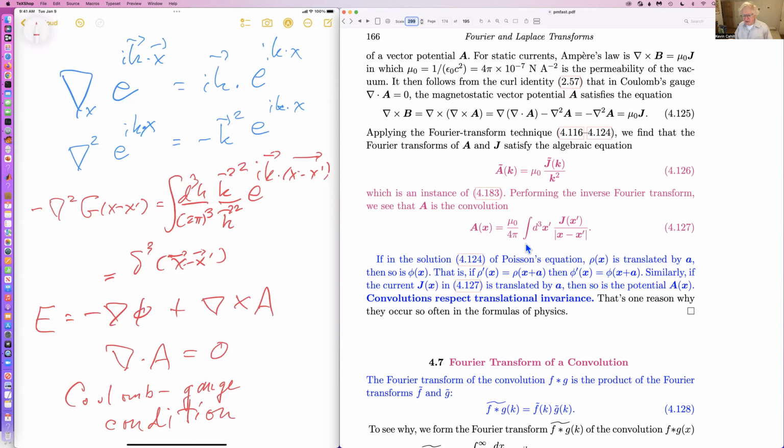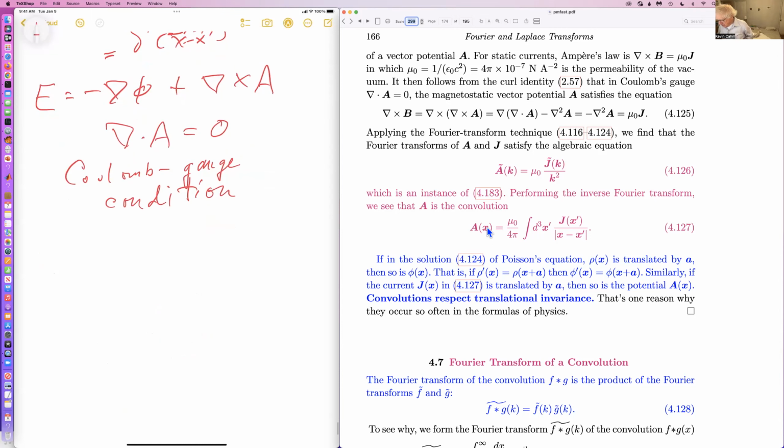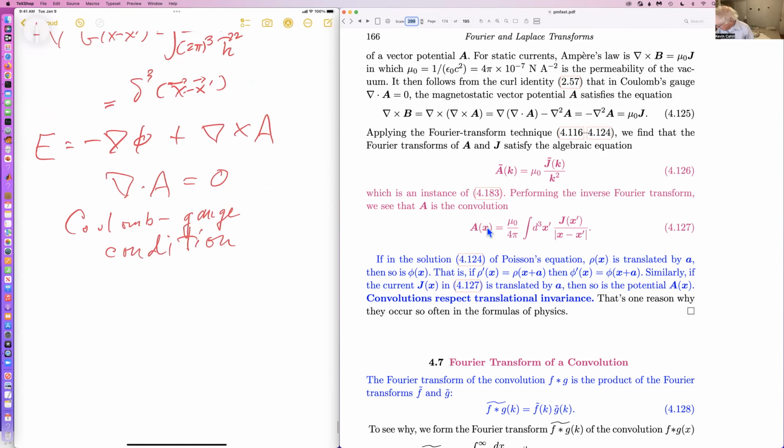We can notice something here, though. Suppose we change x by a. Well, all we do is, the change is quite simple. Let me go back here and change the color.